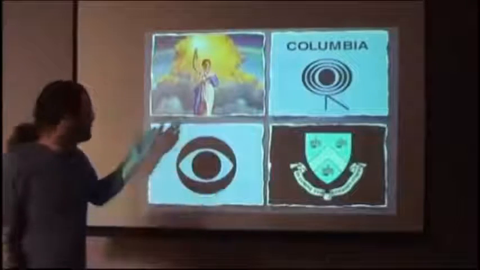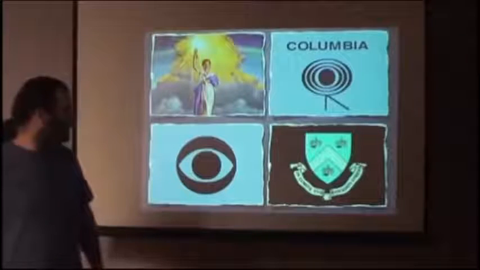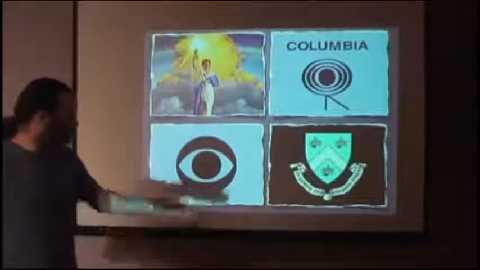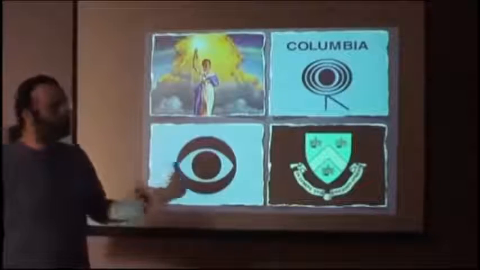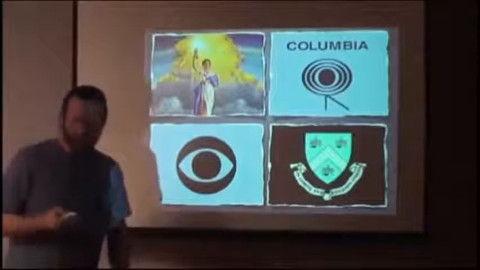Here we see the goddess depicted on Columbia Pictures. You have Columbia Records, Columbia Broadcasting, Columbia University, with decidedly Masonic symbology on the shield of Columbia University, with the three crowns representing the three Blue Lodge degrees, with the square of base consciousness depicted there as well.